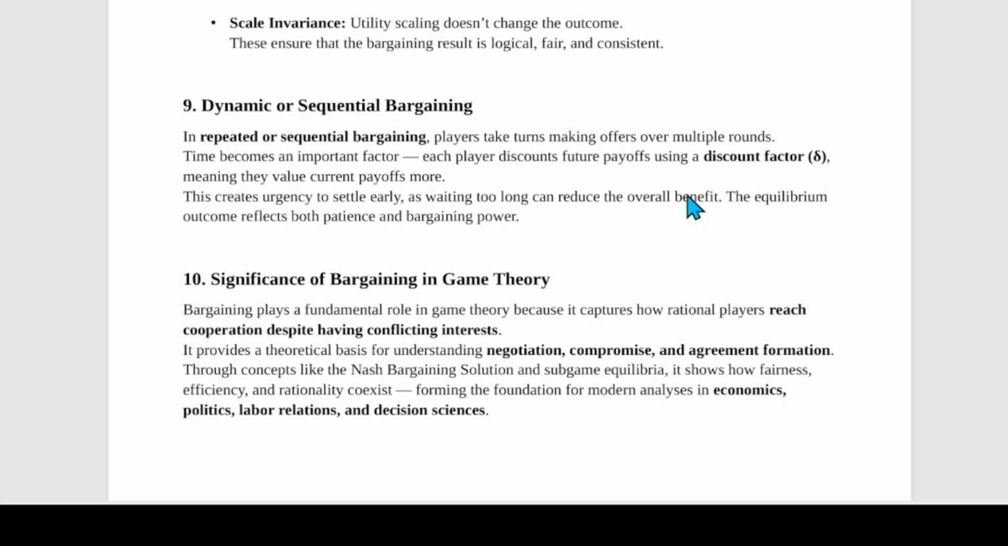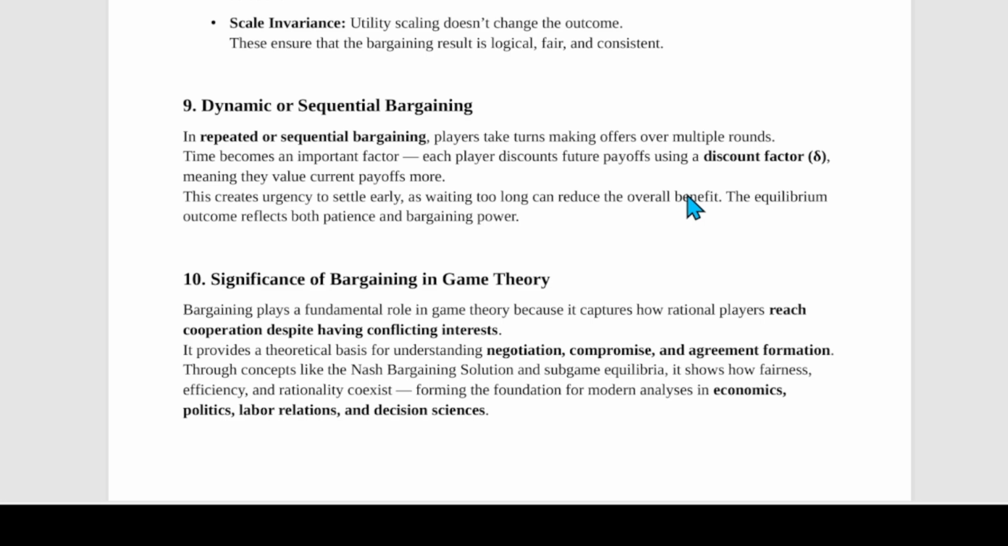What do we have next? Dynamic or sequential bargaining. Now what is this? Negotiations can happen in multiple rounds. पहले round में नहीं हुआ तो second round of game, second round of game नहीं तो third round of game. So that is what happens in a game.